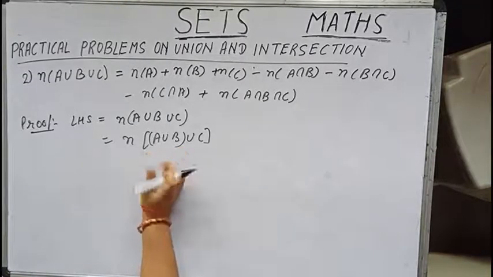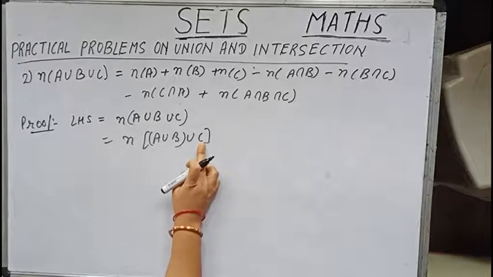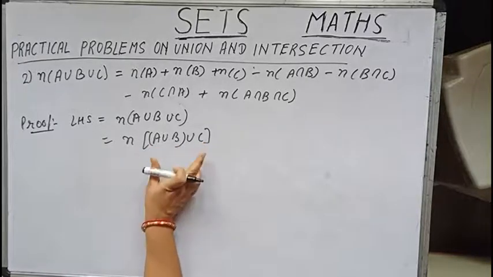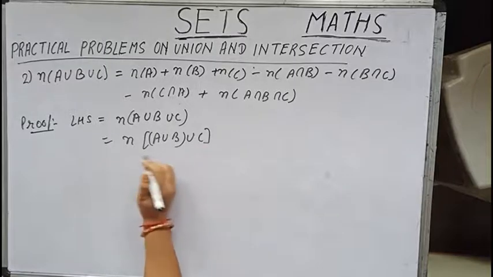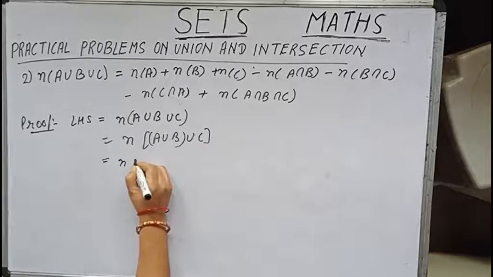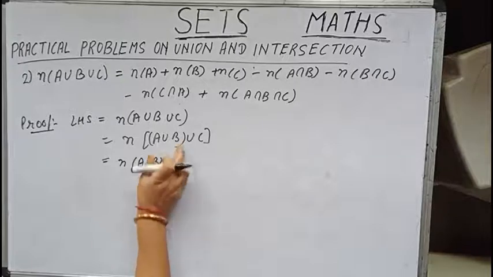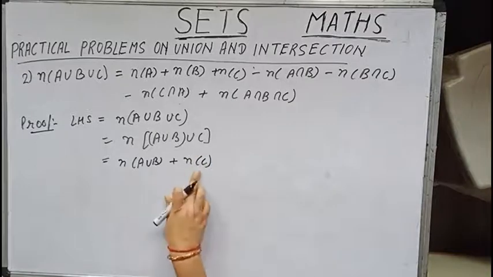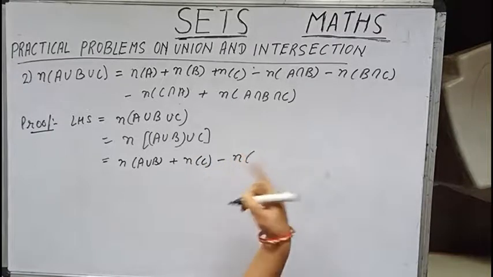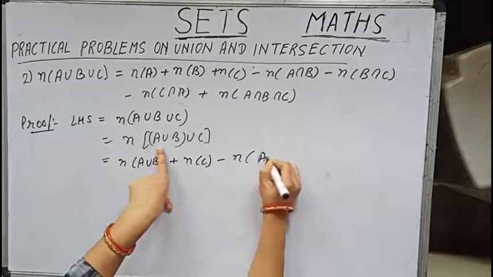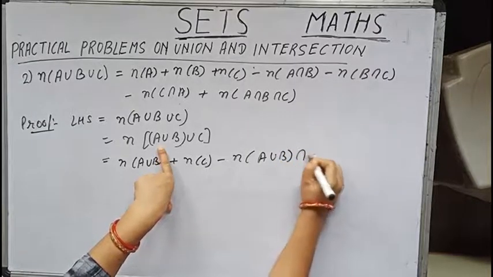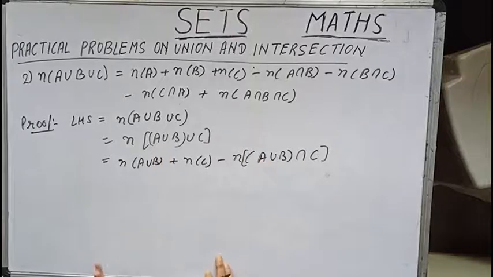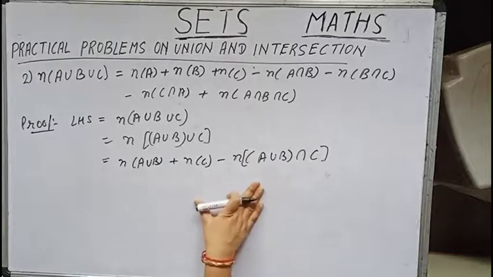Now let us suppose A union B as one set and the second set as C. So we can apply the first formula for two sets, that is the n of A union B formula. So this I can write as n of A union B, the first set, plus n of C, the second set, minus n of A union B intersection C. Over here A union B is the first set, intersection C is the second set. So we have utilized the first formula.